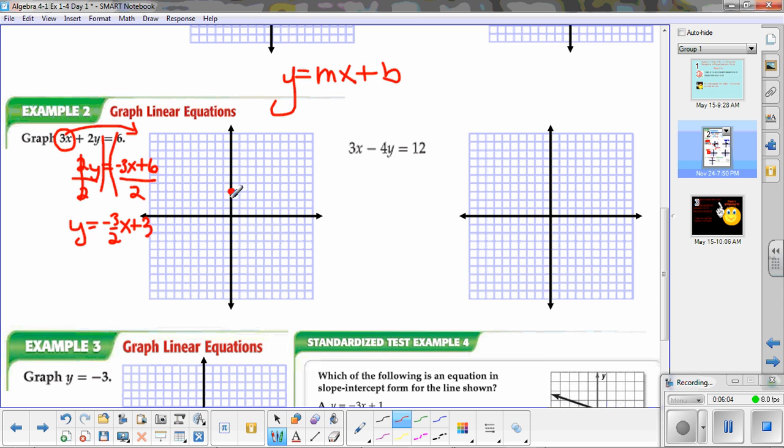And then since the slope is negative 3 halves, we're not going to rise 3, we're going to fall 3 and run 2. Again, only go in a negative direction once for a negative slope. So down 3, to the right 2. I'm going to go ahead and connect those with a line.